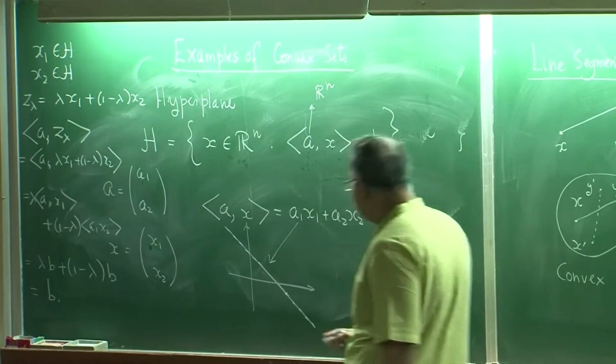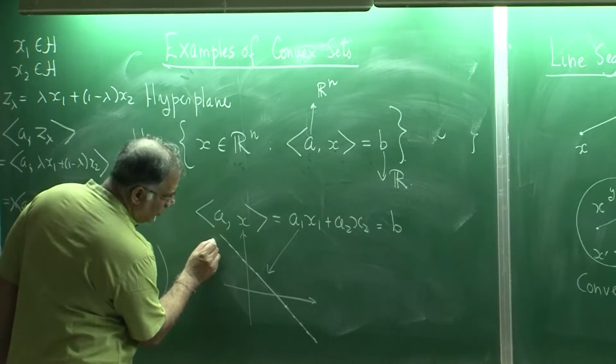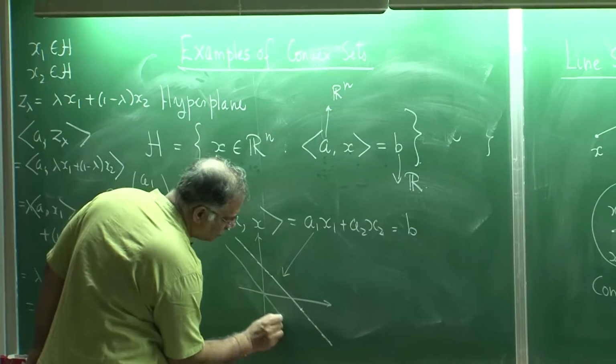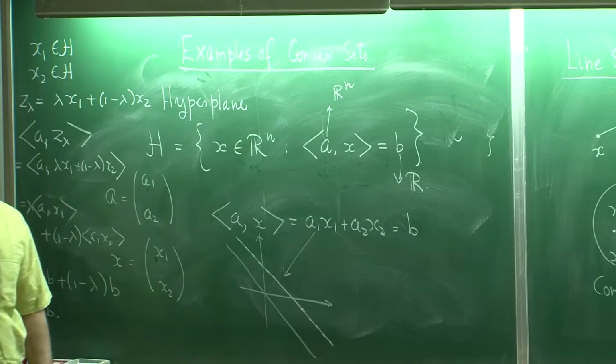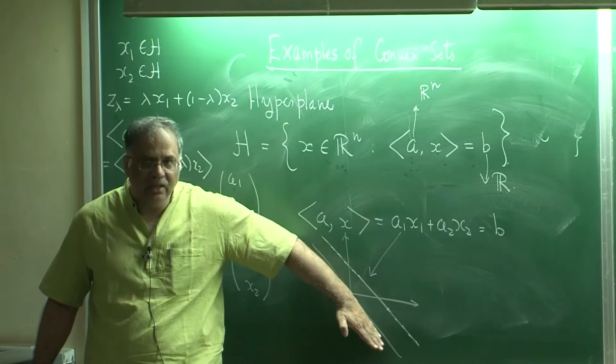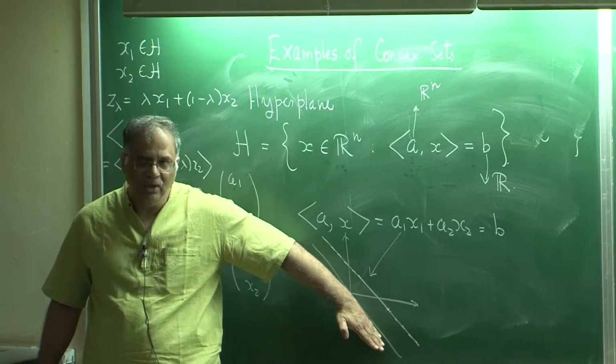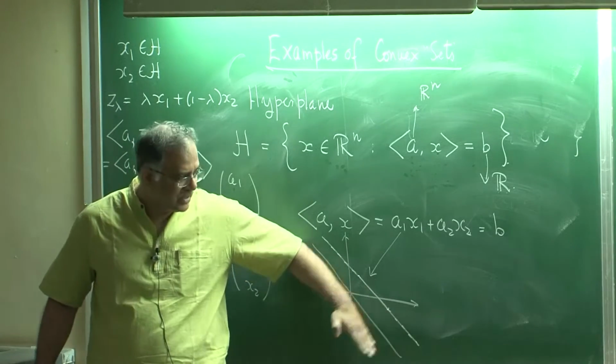For example, if you move this line parallelly, there will be a point where it will pass through 0. So, it is a translate, you are translating the subspace. Any straight line in R2, two dimensions, passing through 0 is a subspace. So, you are translating this.